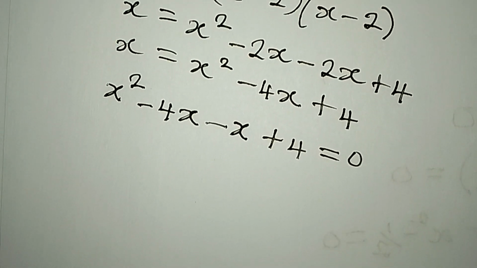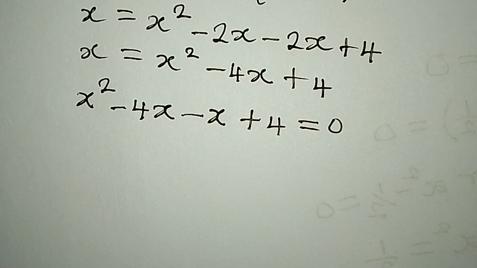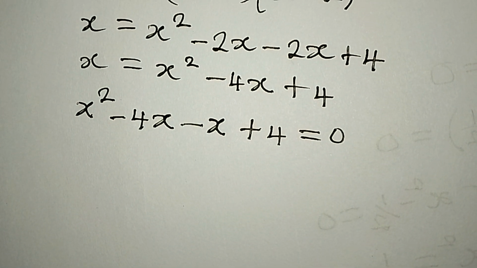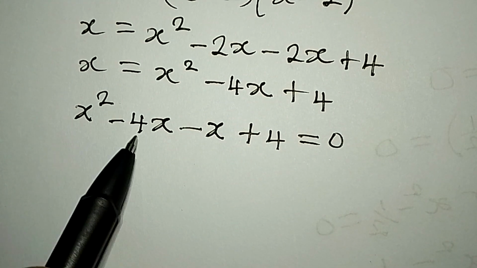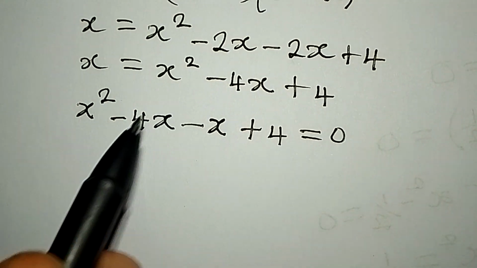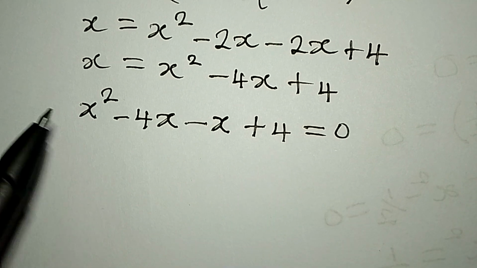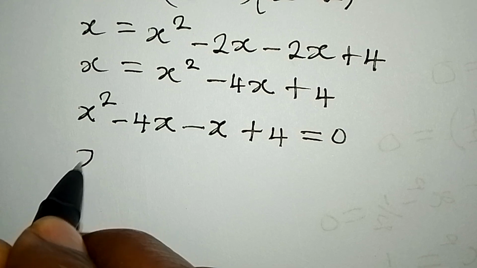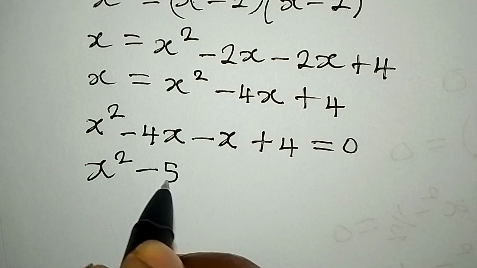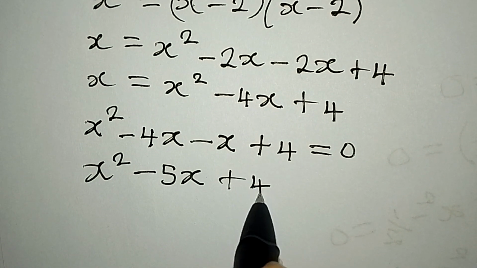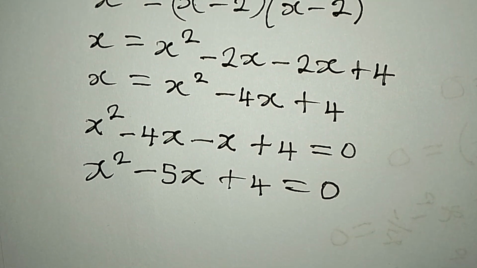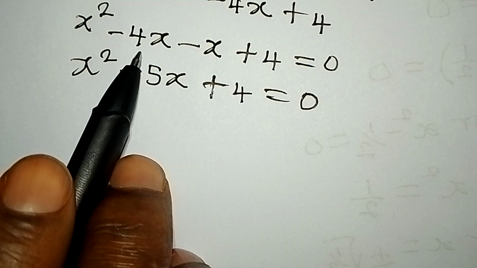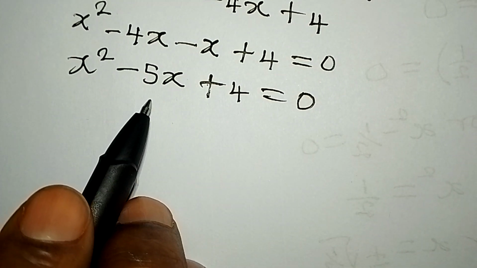Now you're not going to change the sign of the 4 because it is still with x squared and minus 4x. Since they are not changing sign, the 4 here will still come down. It's only x that is turning to negative x, right? Now, x squared minus 5x plus 4 is equal to 0. How did I get 5x? Minus 4x minus x will give us minus 5x.